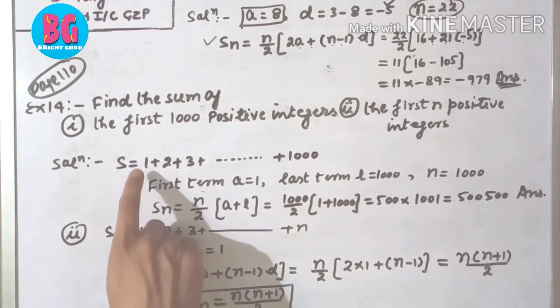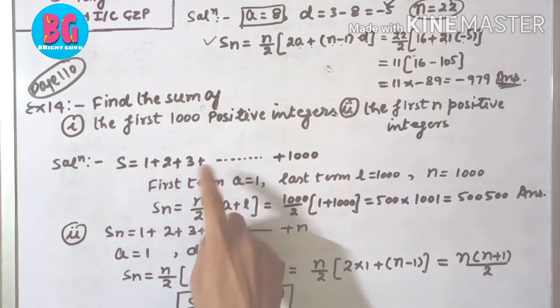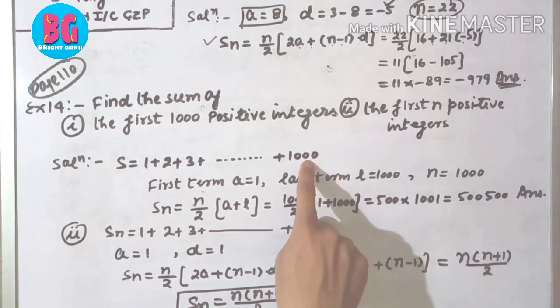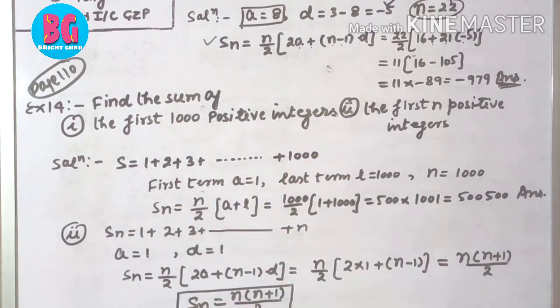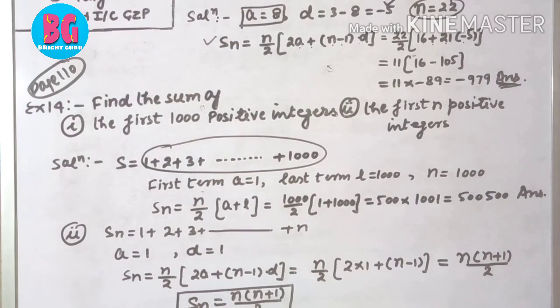So we are going to obtain the value of the summation 1 plus 2 plus 3 plus 4 plus 5 plus 6 plus, and so on, up to 1000. Let us suppose that it is equal to S. We see here that this series is an AP because the difference between two consecutive numbers is 1.